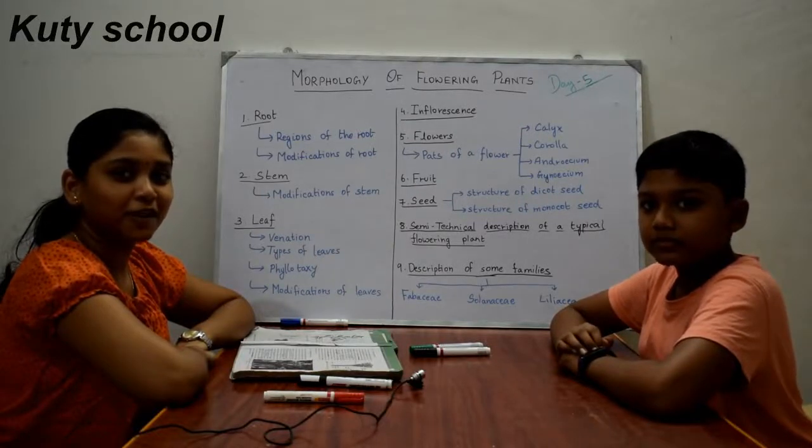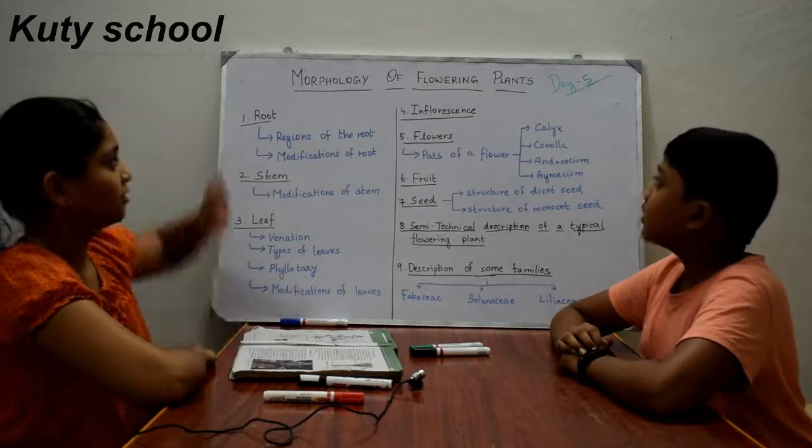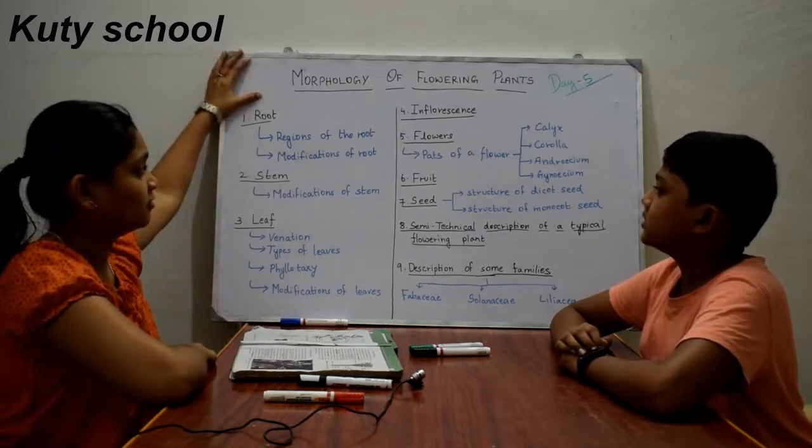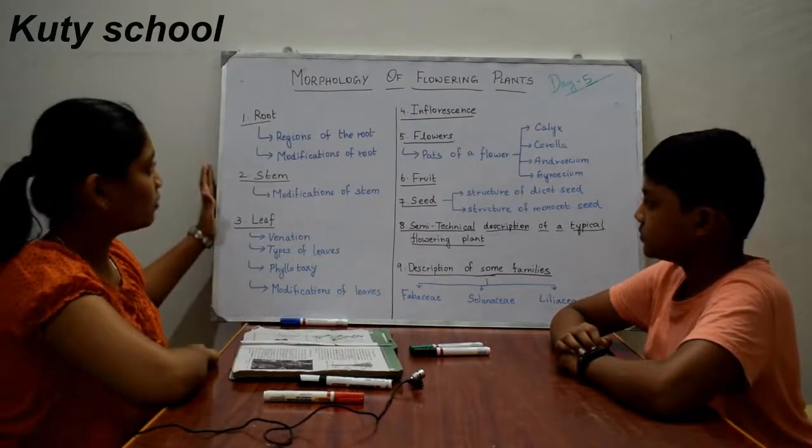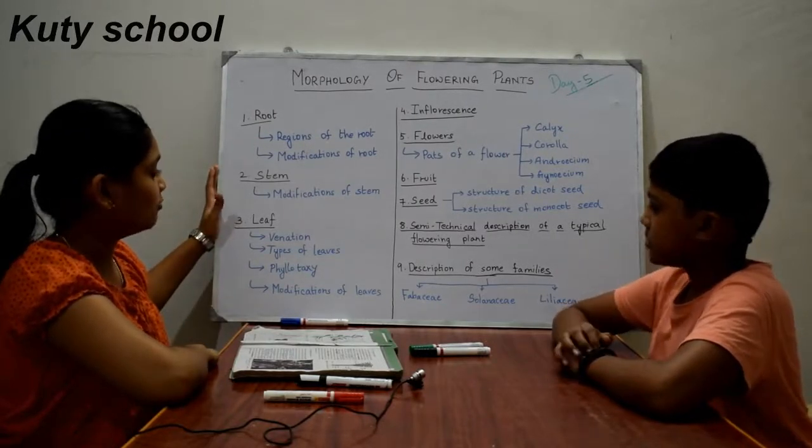So today we are going to discuss the chapter Morphology of Flowering Plants. There are totally 9 topics in the morphology of flowering plants.